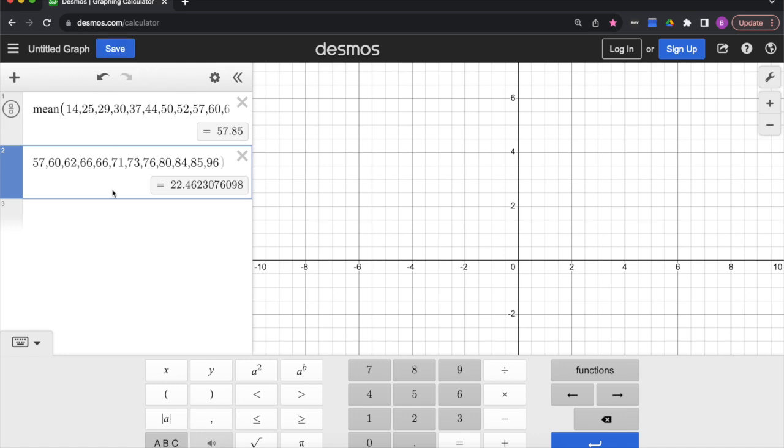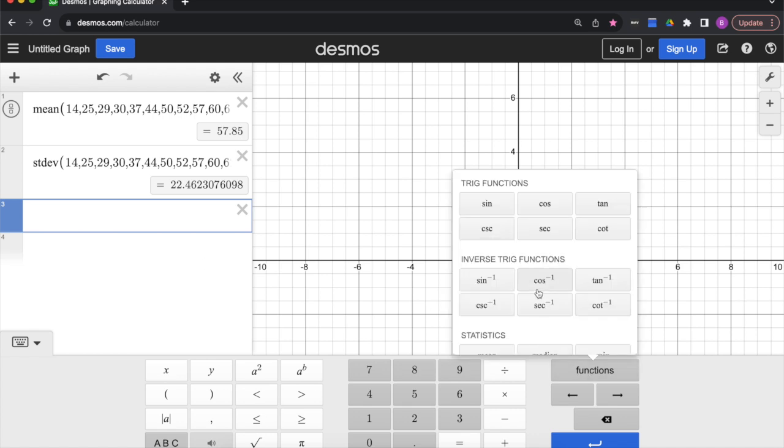This is a high standard deviation relative to the mean because the data is very spread out here. Now that we have our mean and standard deviation, you can round, so let's just use 22.46 for our standard deviation, and 57.85 for our mean. So now we have everything we need to create our normal distribution.